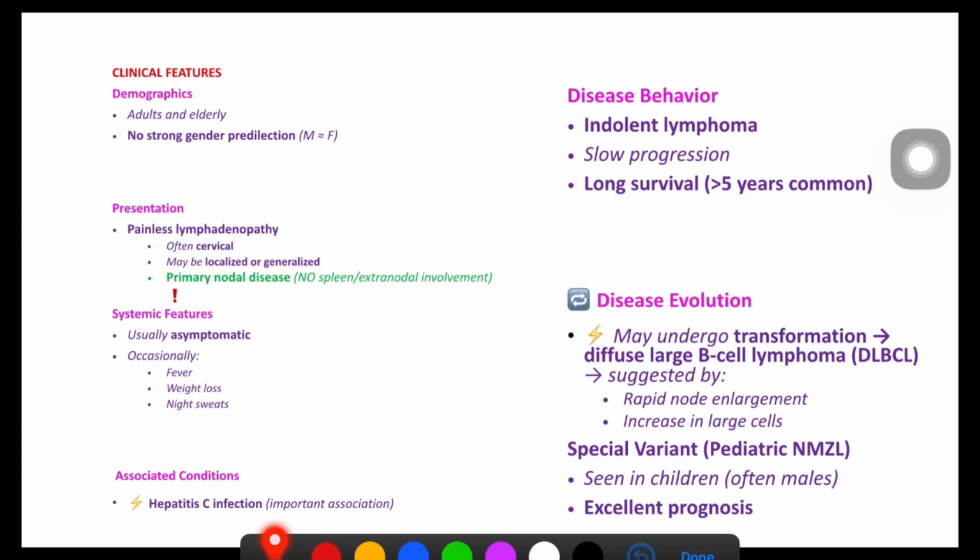Associated condition which is hepatitis C infection. So this is an important association. Having indolent behavior, slow progression and long survival is there. It may undergo transformation to DLBCL, which is suggested by rapid node enlargement and increase in large cells, where a special variant, pediatric NMZL, is seen, mostly having excellent prognosis.